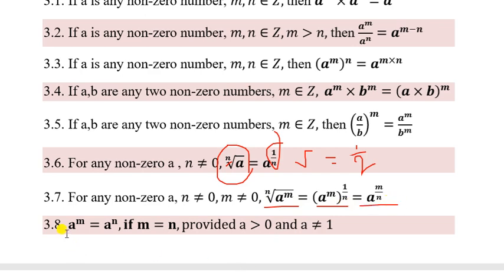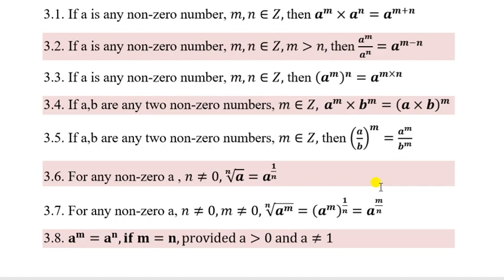Now next, when a to the power m is equal to a to the power n is given to you, that means the bases are equal, then we can write that the exponents will also be equal, m is equal to n. Remember that, it's very important. With these 8 laws you can complete this chapter on exponent and power.